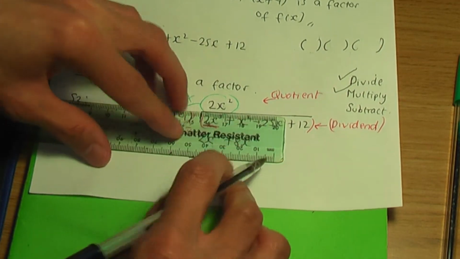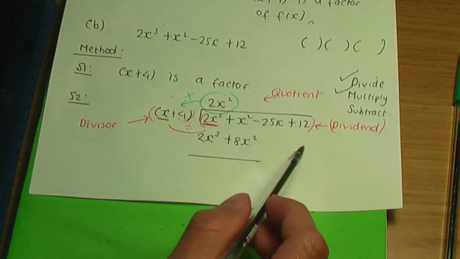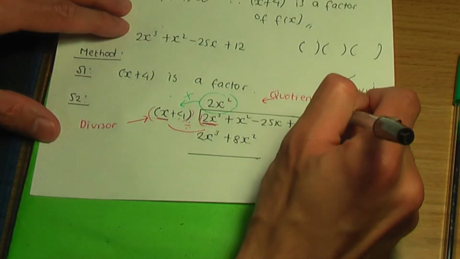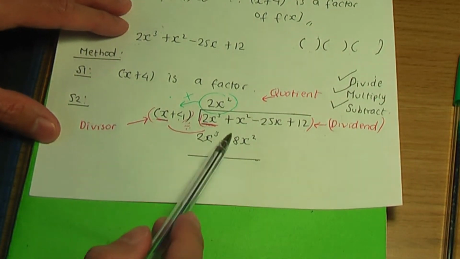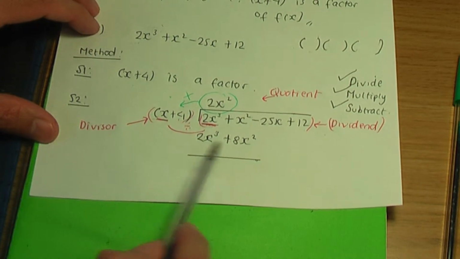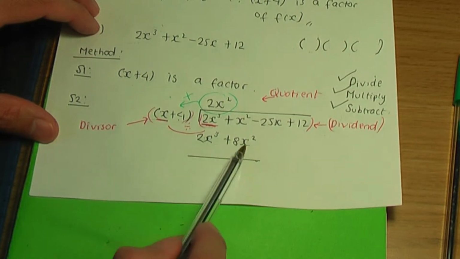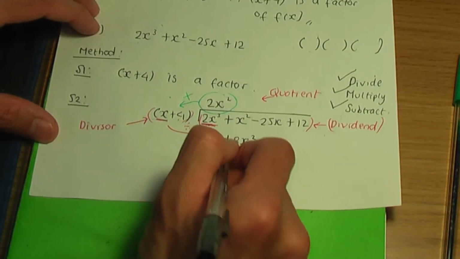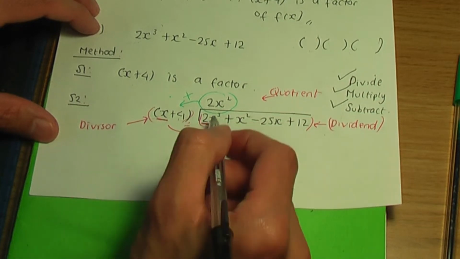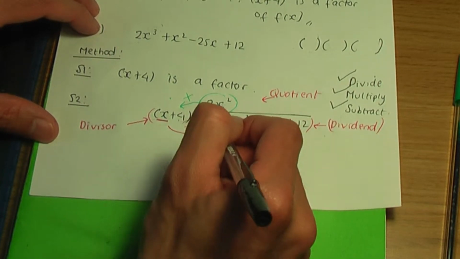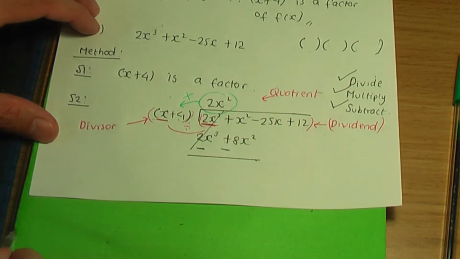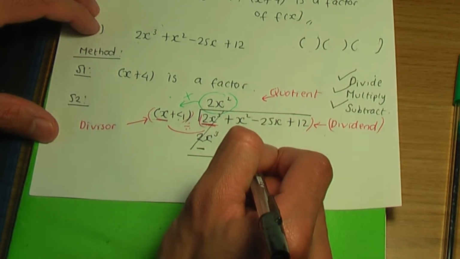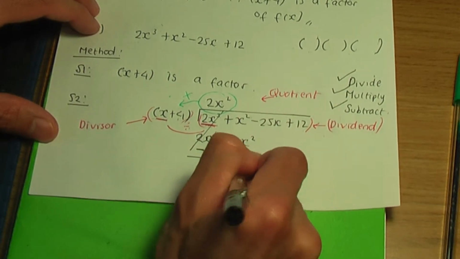Let me put an underline over here. The next step is subtract. Subtract means you only reverse the signs of the bottom two terms. So this plus reverses to minus. This plus reverses to minus also. So that when you add the terms, 2x cubed minus 2x cubed, those terms cancel. Plus x squared minus 8x squared is minus 7x squared.